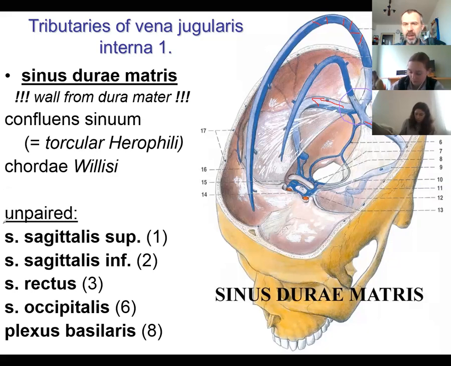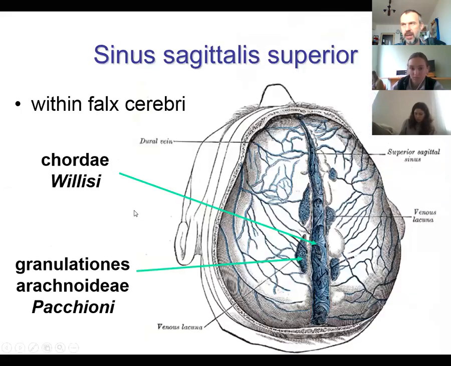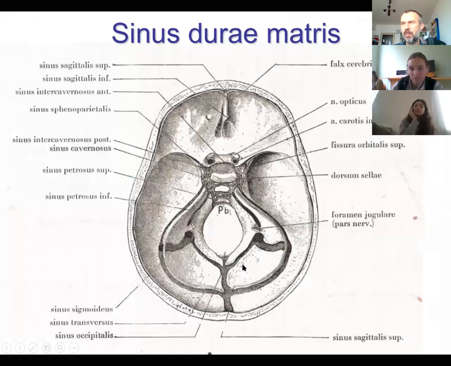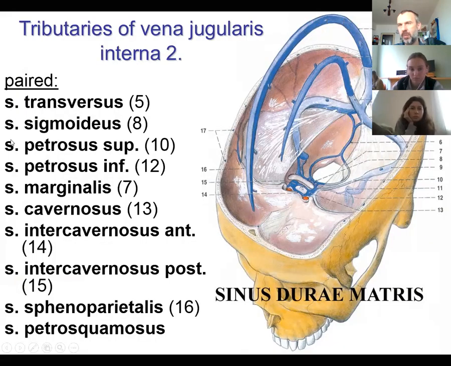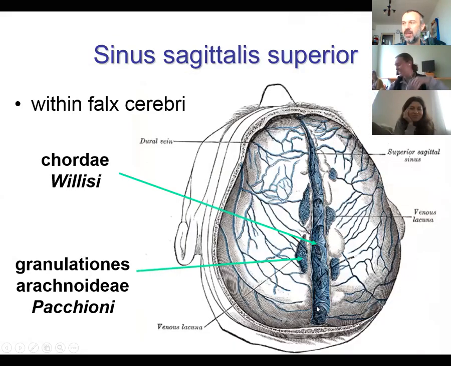Here you can see that we have some unpaired sinuses, five of them. And then here you can see that we have some paired, I don't know how many, at least 10 of them. And we will draw a scheme for that. Don't worry, you look disappointed. We go through each of them. Here you can see the cords of Willis, which bridge the superior sagittal sinus.